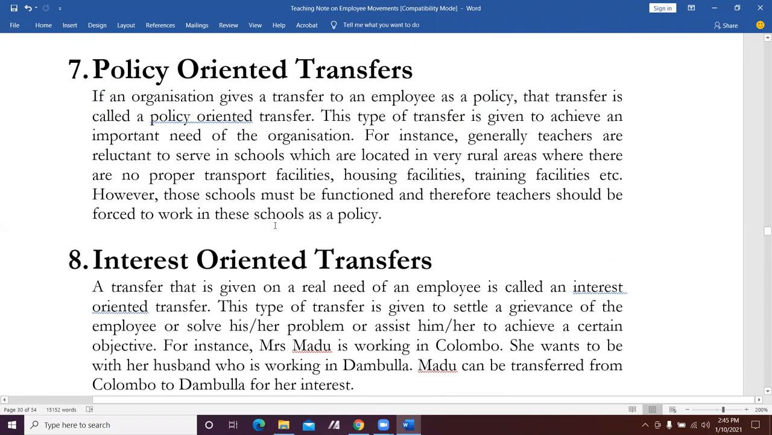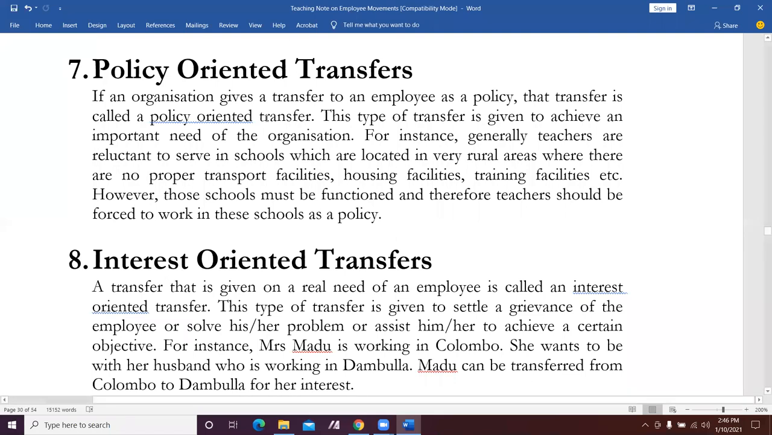Right, then interest-oriented transfers. Remember, there's a difference between policy-oriented transfers and interest-oriented transfers. Look at this example. Mrs. Madhu is working in Kalam. She wants to be with her husband who is working in Dabul. Madhu can be transferred from Kalam to Dabul for her interest. So normally, policy-oriented transfers and other transfers are done for the interest of the organization, for the interest of the business. But this one is done for the interest of the employee, to increase the motivation of the employee, to have a balance between the work life and family life of the employee.